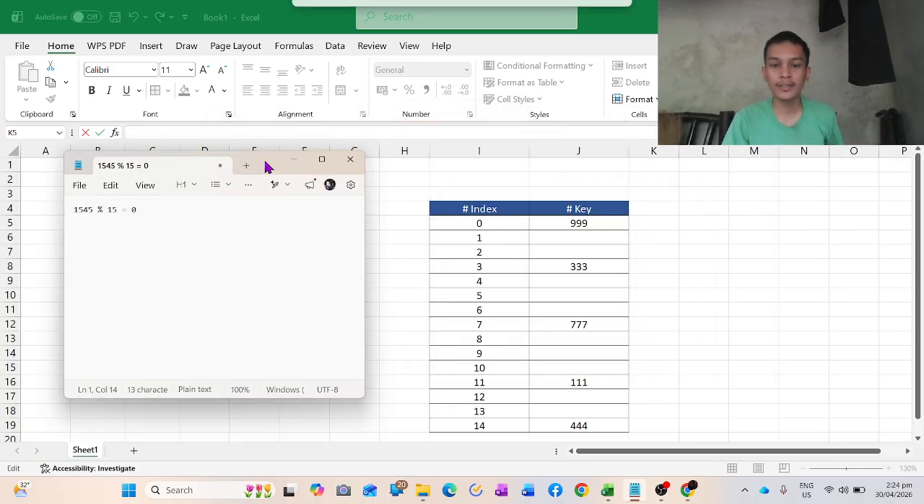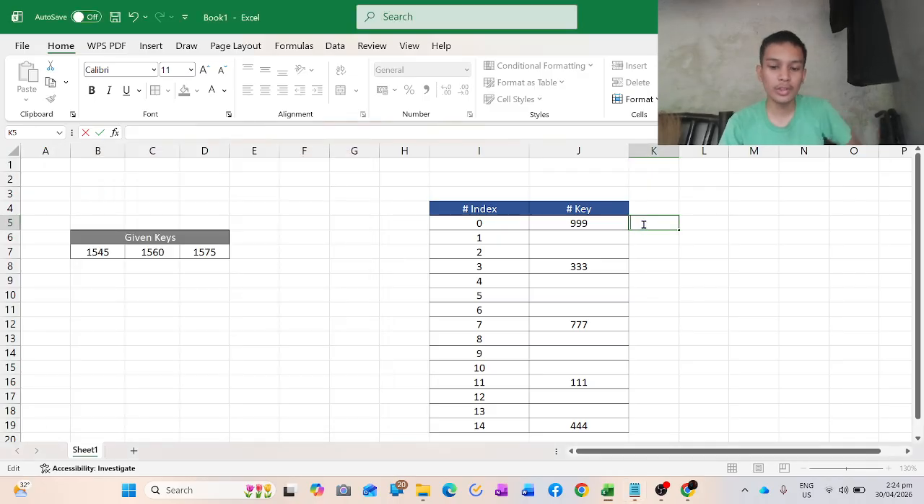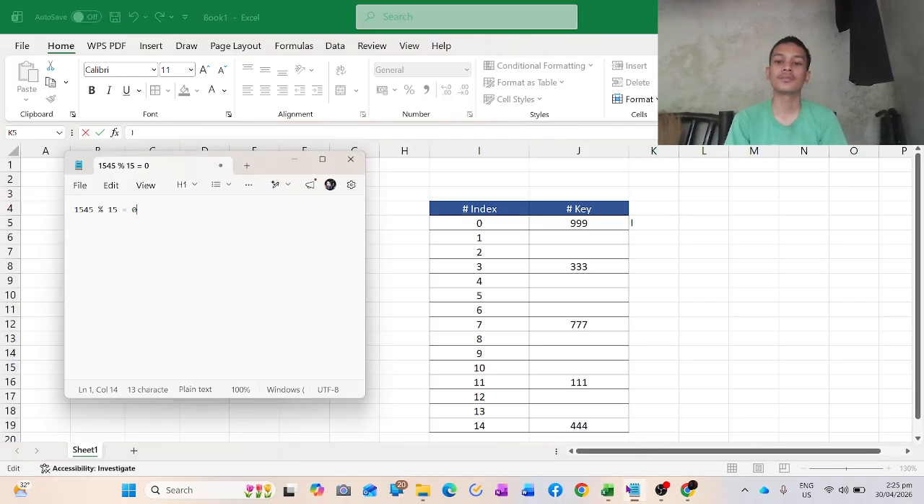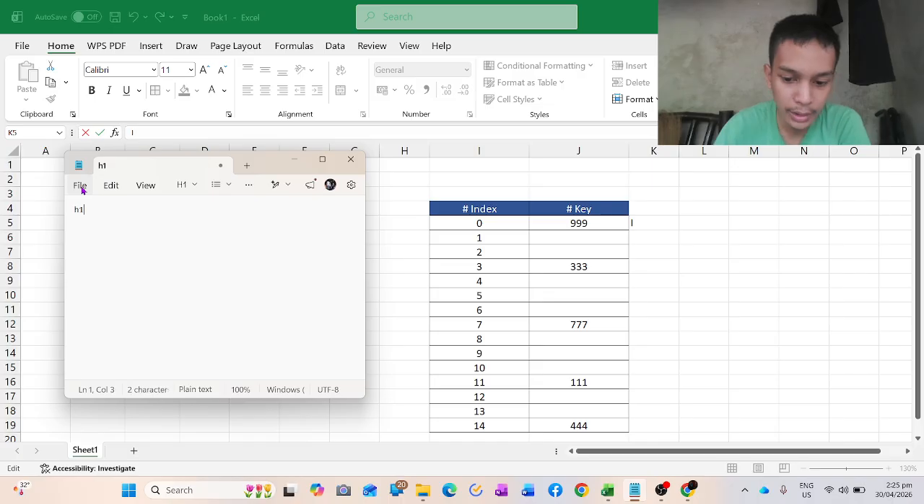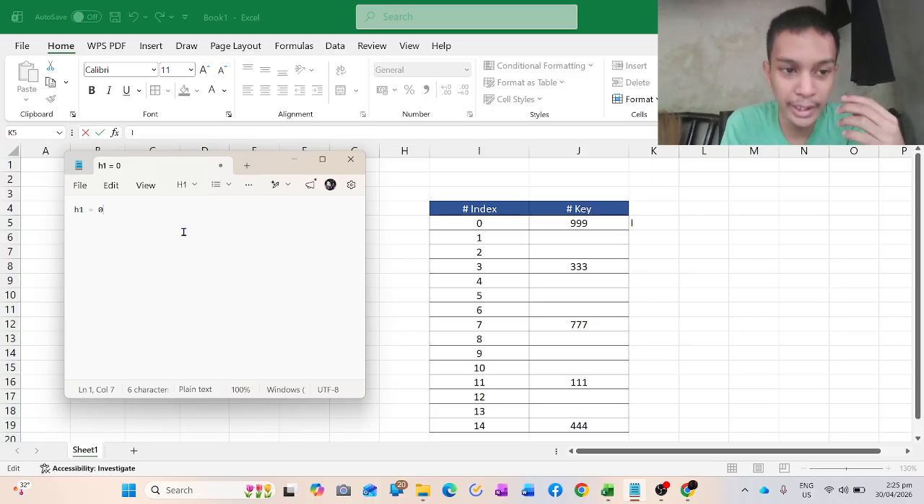As you can see, there is already a key present in index number 0. So that means a collision is going to happen. Now this is going to be our hash 1. Hash 1 is equal to 0. And we need to find the hash 2 in order to find where we need to put 1545. So how are we going to compute it?